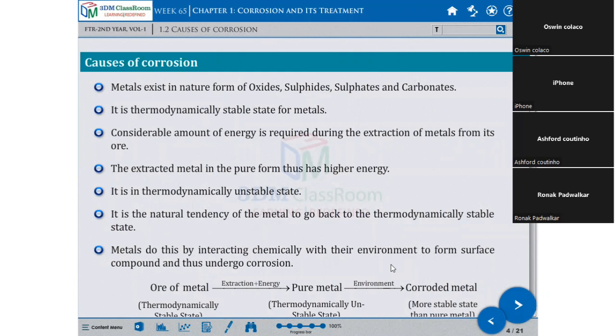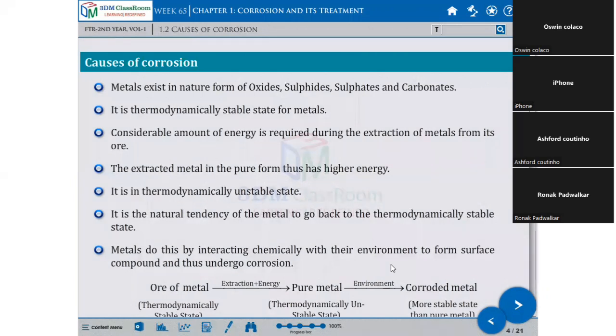First, metal exists in nature as oxide, sulfide, sulfate, carbonate. It is a thermodynamically stable state for the metal. Then a considerable amount of energy is required during the extraction of metal from its ore, so much energy is needed. Then the extracted metal in the pure form thus has higher energy, and it is a thermodynamically unstable state.